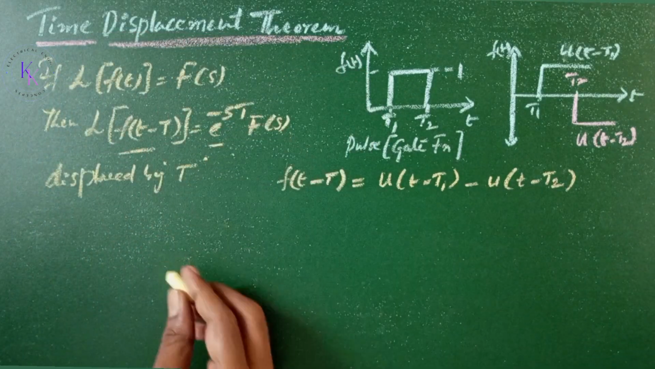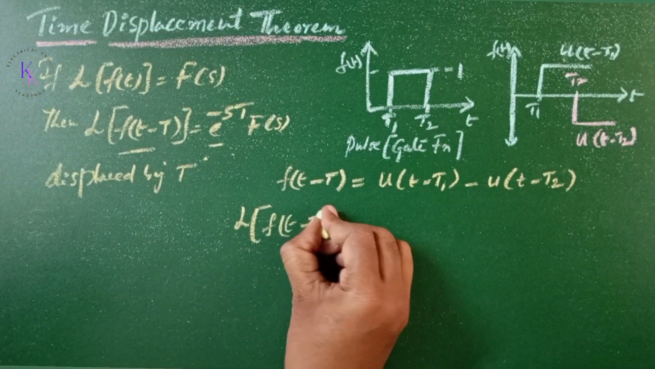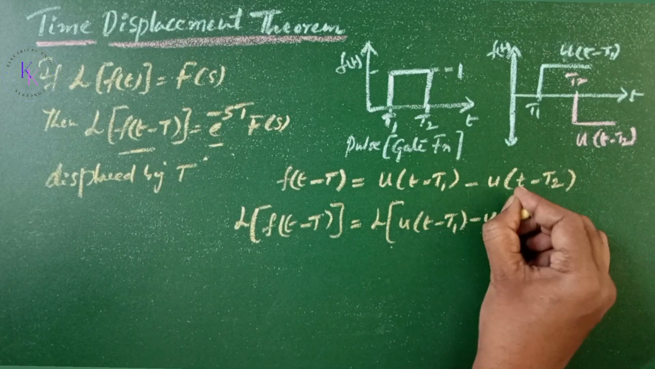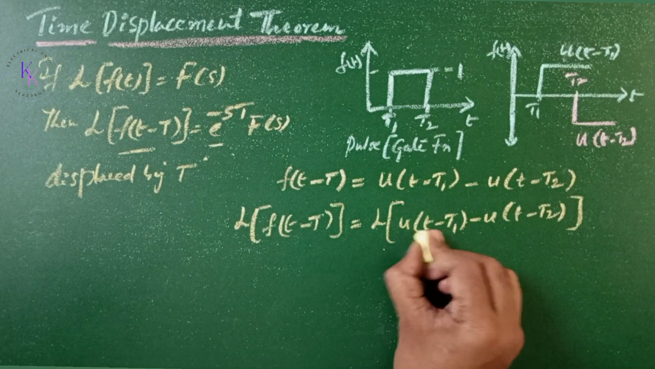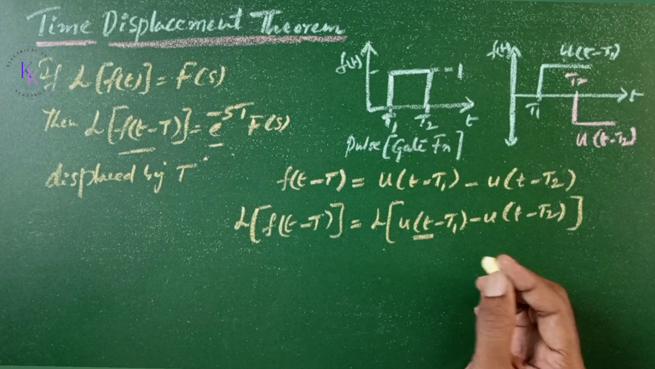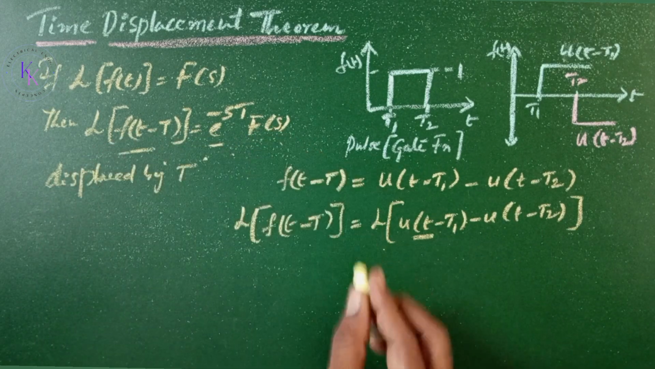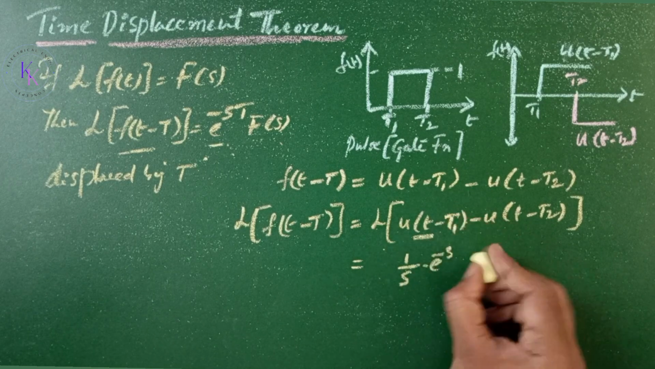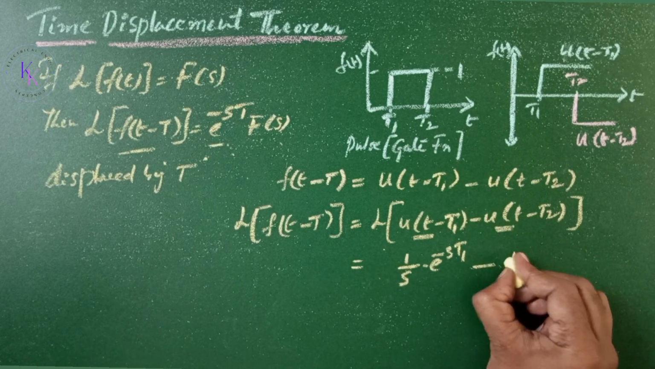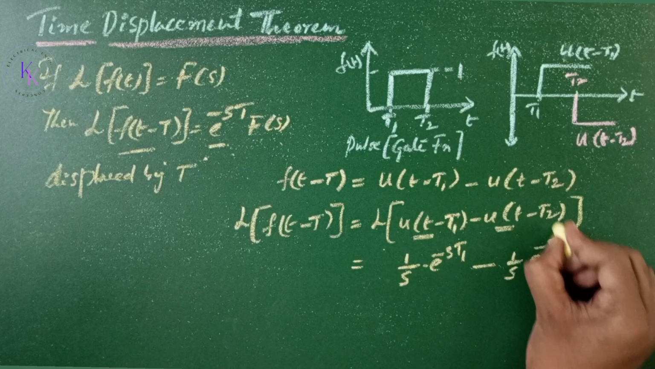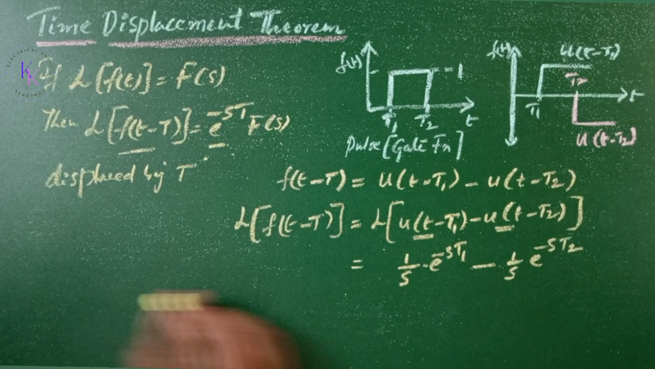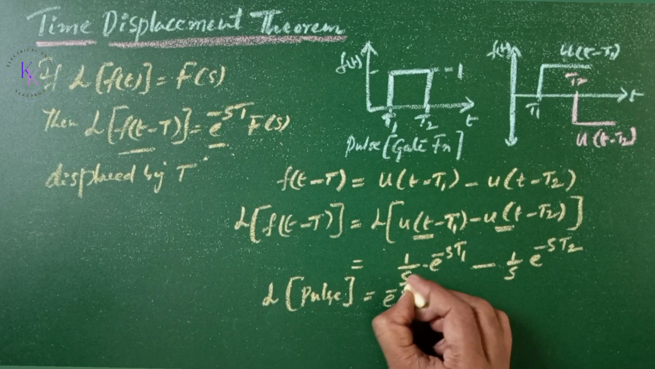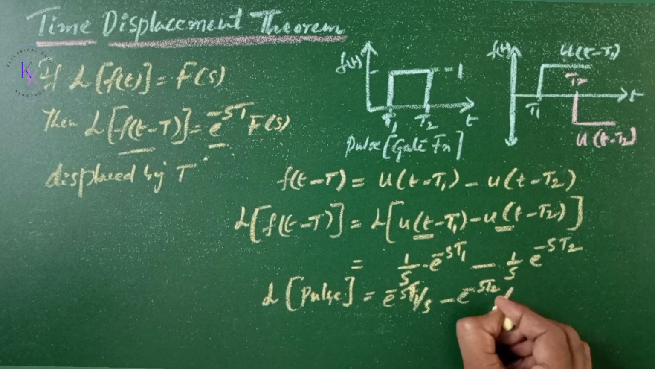Now applying the time displacement theorem, Laplace transform of f of t is equal to Laplace transform of u of t minus T1 minus u of t minus T2. Now this is a unit step function whose Laplace transform is nothing but 1 by s. Then according to this, the Laplace transform of f of t is 1 by s multiplied by e power minus sT1, minus, here also a unit step function, so 1 by s, and we have the multiplication factor e power minus sT2. This is our result for this function, that is, the Laplace transform of the pulse is given by e power minus sT1 divided by s minus e power minus sT2 by s.